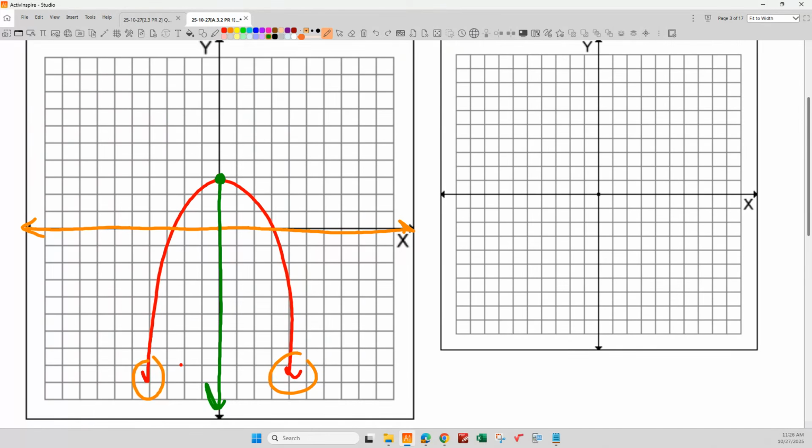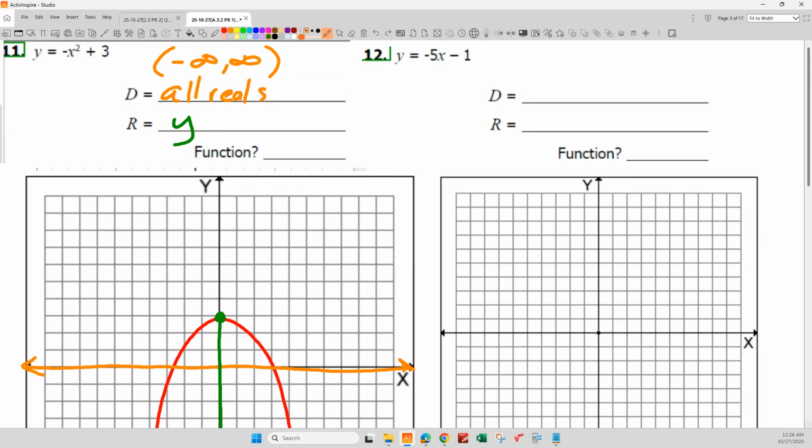Y is what? Less than or equal to 3. Yeah, because it just goes down forever. It never stops. So it's not an "and" inequality this time, because it's not a single interval. It just goes forever, right? So y is less than or equal to 3.